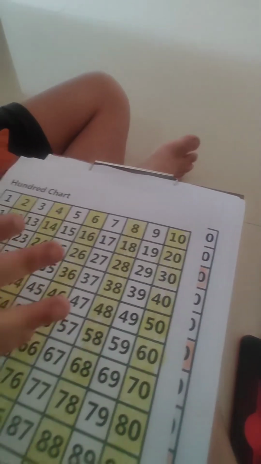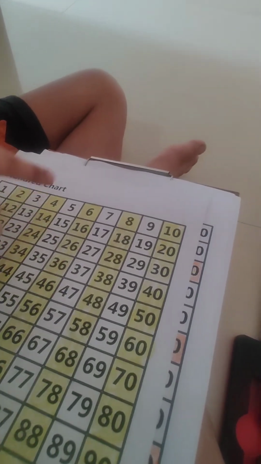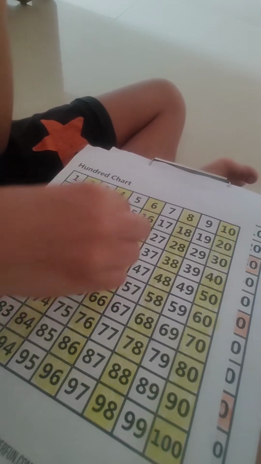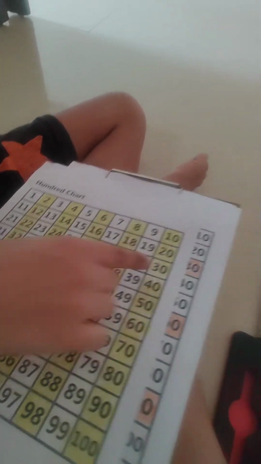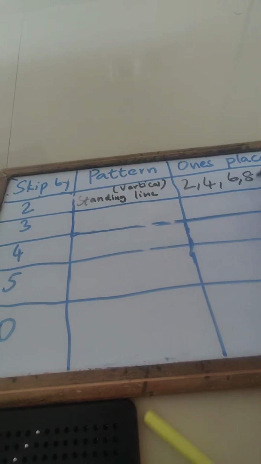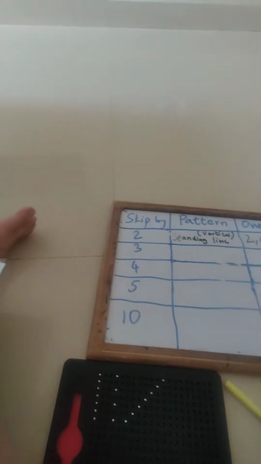And if you notice, in the ones place, we have 2, 4, 6, 8, 0. Again, 2, 4, 6, 8, 0. It follows the same pattern. And that's why we see there's a definite pattern.